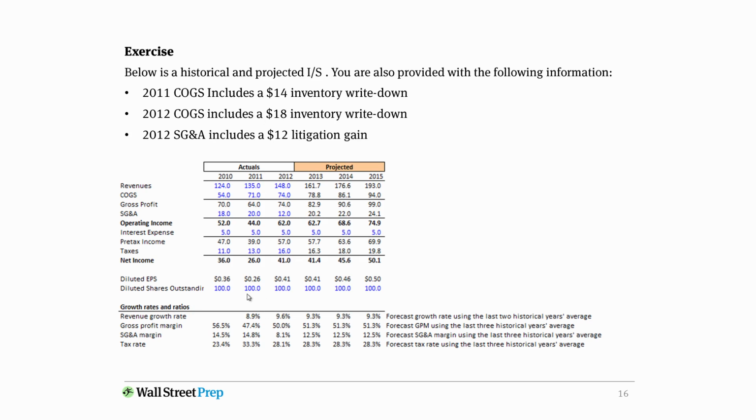But if within these historical results, we found out that in 2011, cost of goods sold included within it a $14 inventory write-down, and then in 2012, an $18 inventory write-down, and in 2012, also SG&A had a $12 litigation gain, I'd like you to adjust this income statement to reflect the historical income statement on a non-GAAP basis, which excludes these items. And then we can analyze.